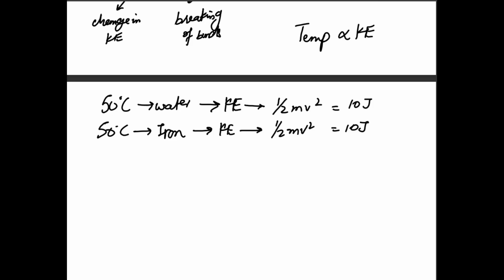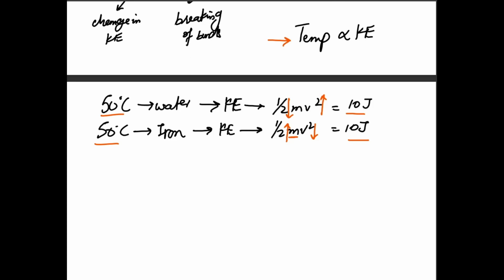We will see the difference in the relative speeds, because if a particle is more massive, you will find it moving at a slower speed. If a particle is less massive, you will see it moving at a higher speed. But putting in all the values, it will always give you the same answer if they have the same temperature. This is the importance and significance of this equation.